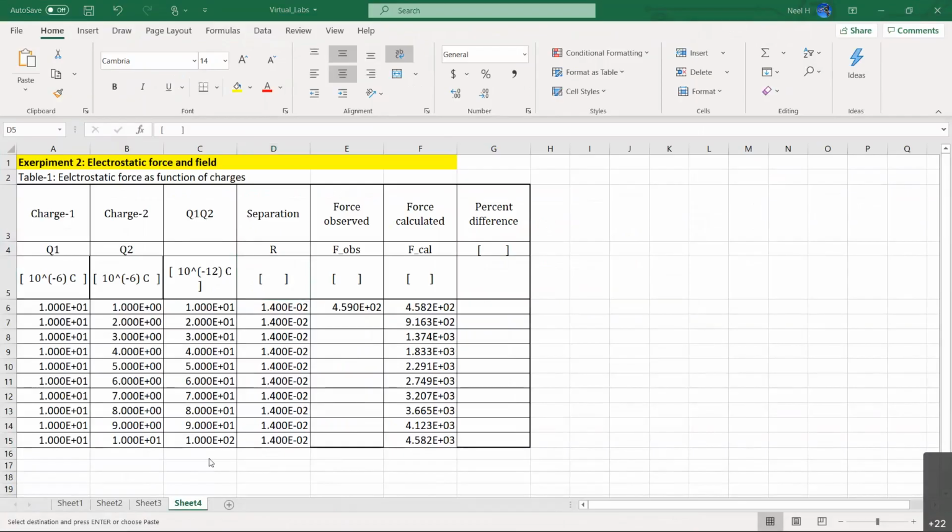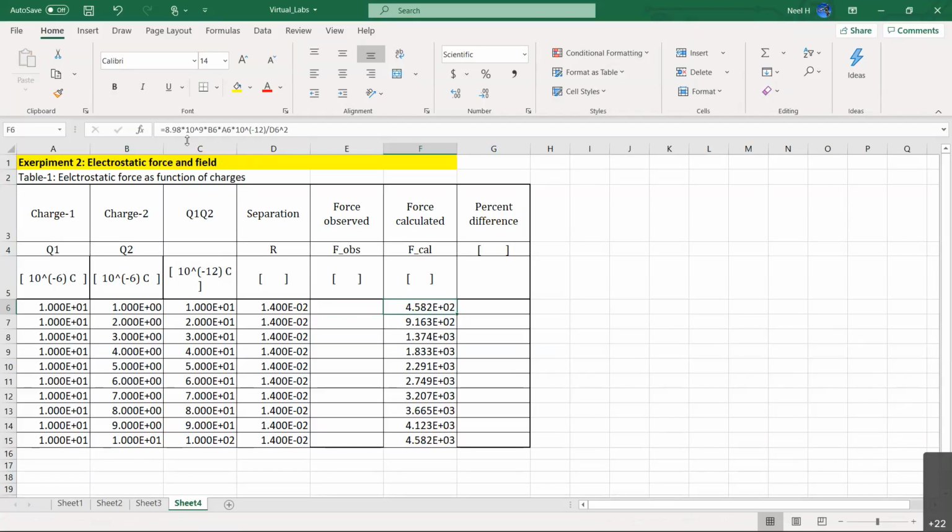All right, the formatting you can do later. As I mentioned earlier, you have to name every column and then name the table, and so on. Charge number one we keep fixed, and then let's change charge number two, and then we'll observe the force observed and write it down here. That's what the lab is asking. And the calculated force, you know how to do that.